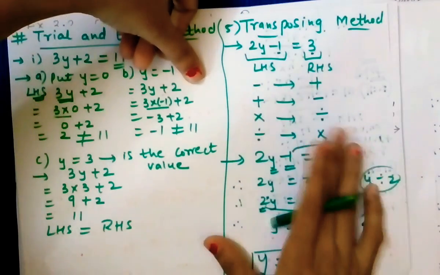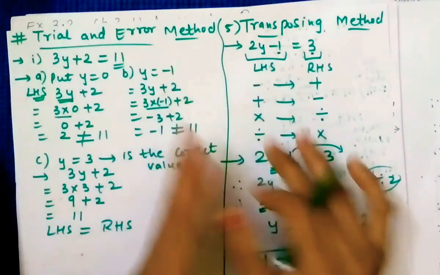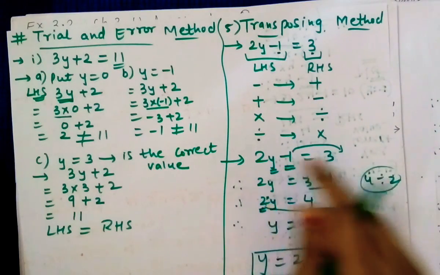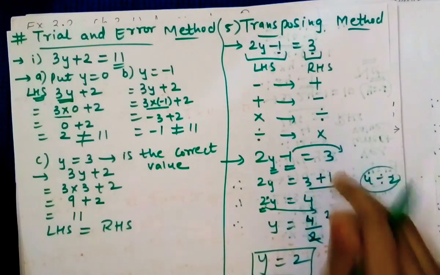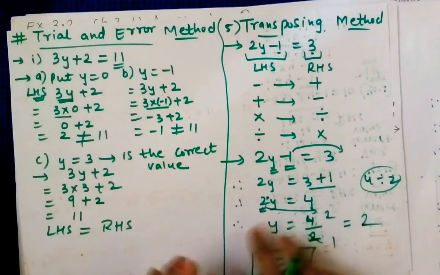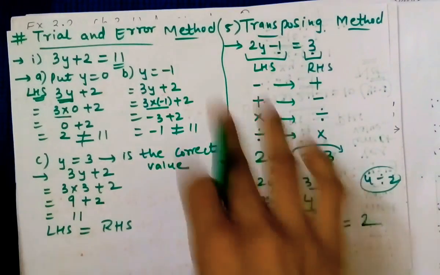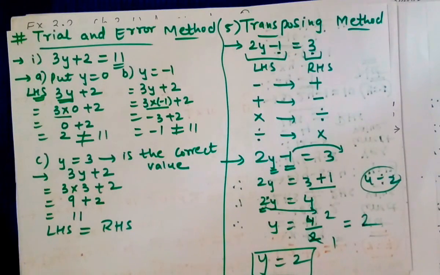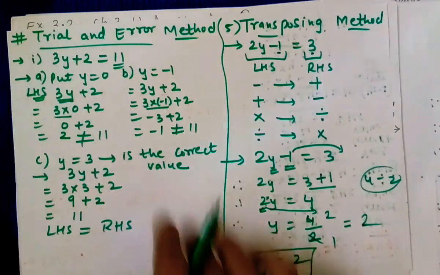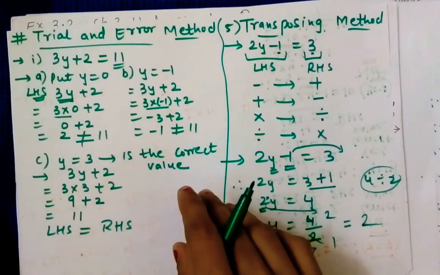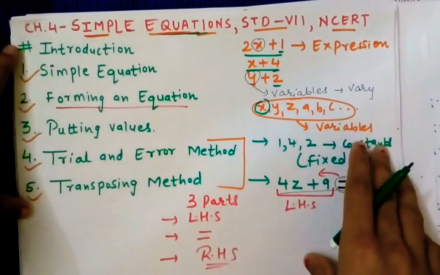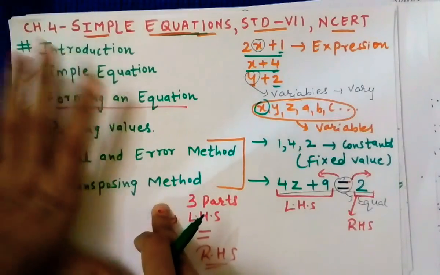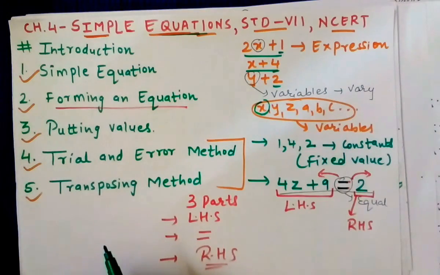So this way, in the transposing method, you have to be careful whenever you shift anything from here to there. If it is negative, it will become positive. If it is multiplication, it will go that side and we have to divide. So that way sign change is very important. So these were the subtopics of the chapter. So we have seen all the subtopics of this chapter. Now when we start our exercise, we will not face problems. So in this video we have seen these subtopics, concepts of the chapter. Now see you in the next video in the first exercise. Hope you understood. Thank you.